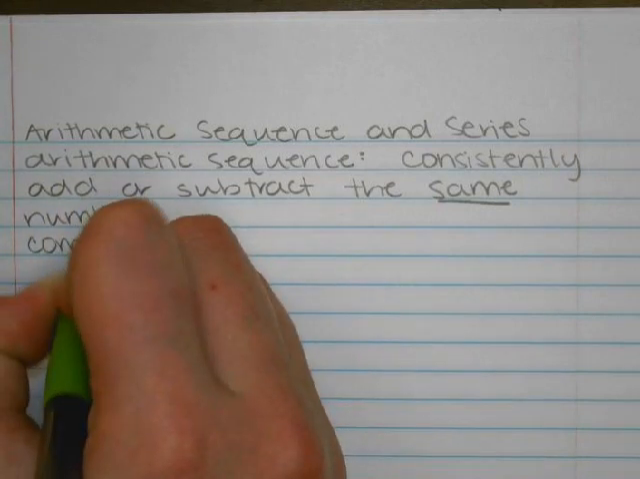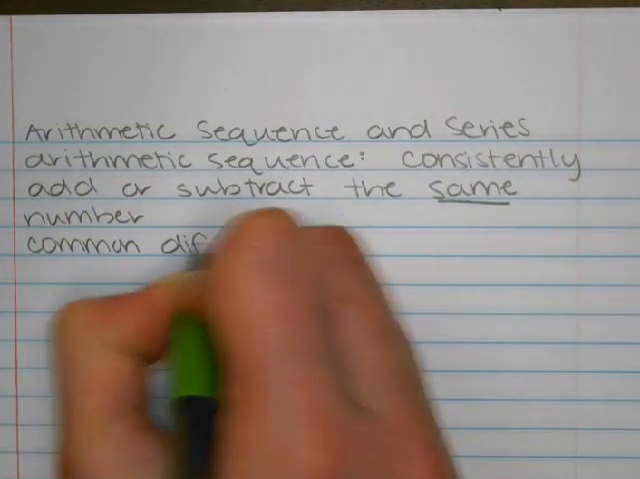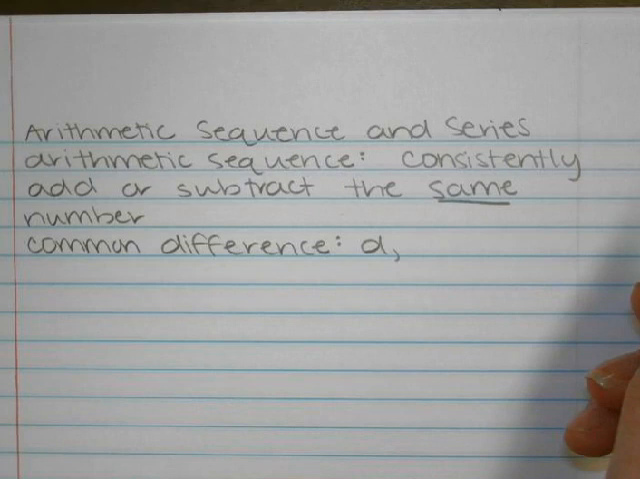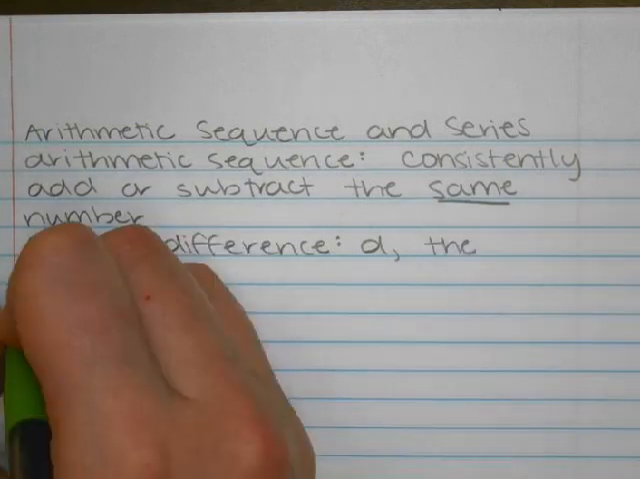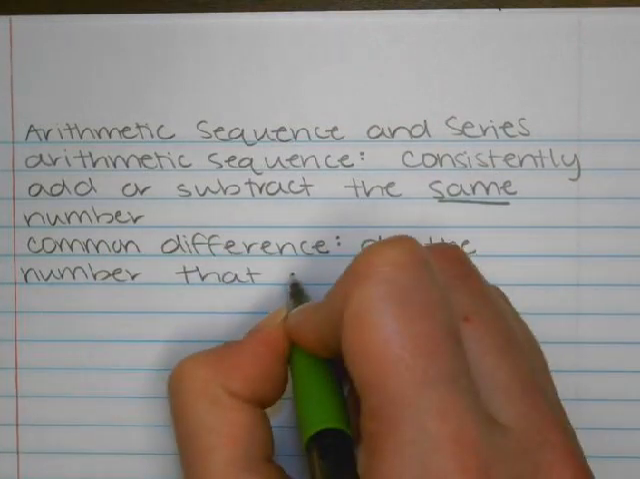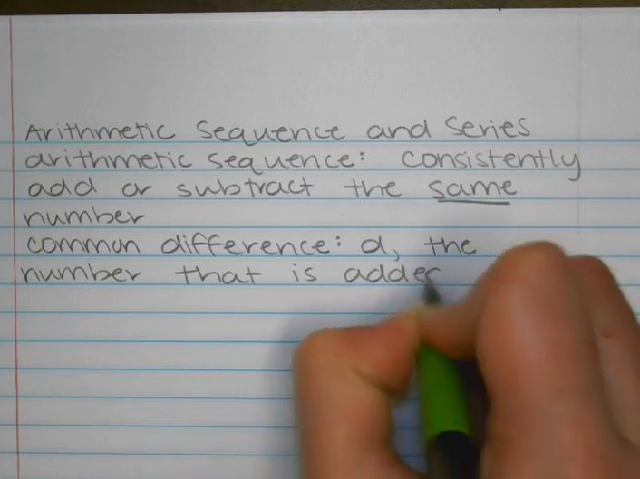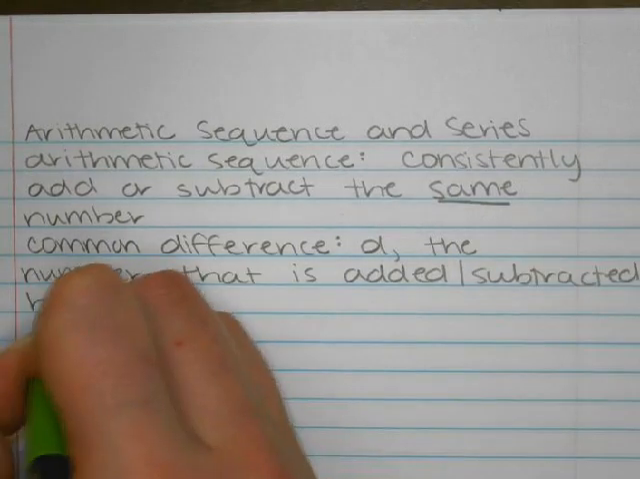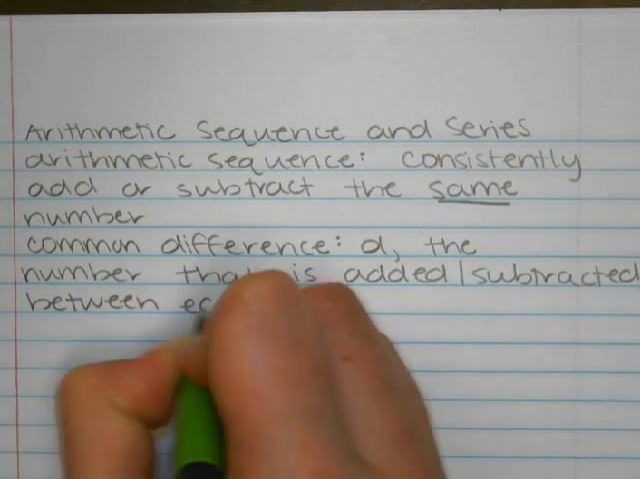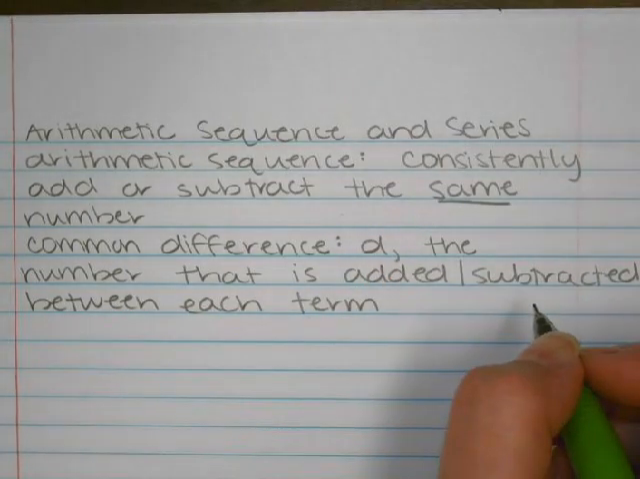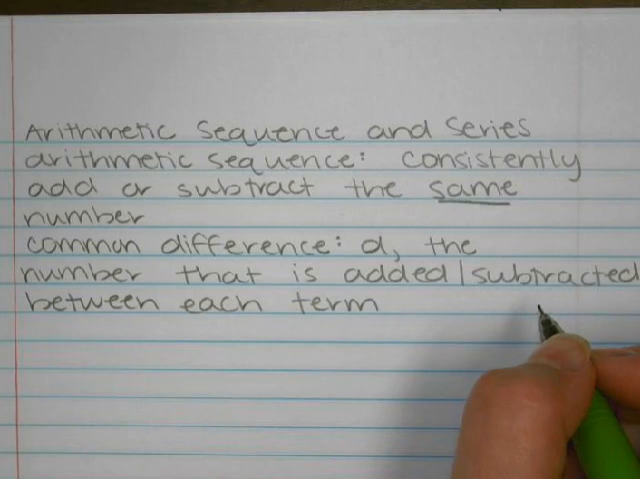There's something called the common difference, and the notation that we use for that is just the letter D for difference, and it is the number that is added or subtracted between each term. So if the pattern is that each number goes up by 3, then the common difference, the value for D, would be just 3. If it goes down by 5, then the common difference, the D value, would be -5.